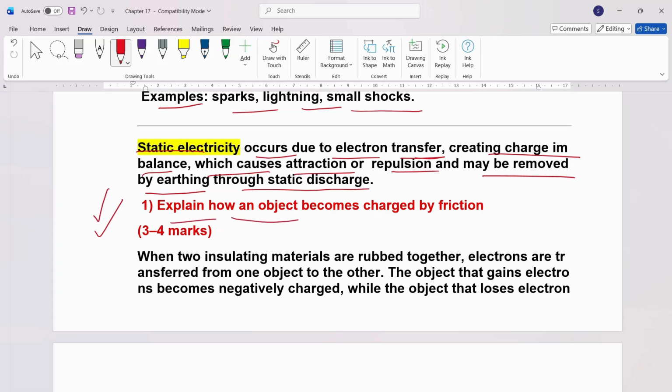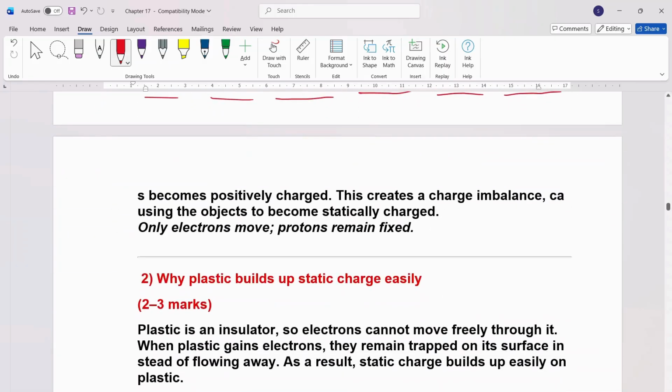Explain how an object becomes charged by friction. When two insulating materials are rubbed together, electrons are transferred from one object to another. The object that gains electrons becomes negatively charged, while the object that loses electrons becomes positively charged. This creates a charge imbalance, causing the objects to become statically charged. Only electrons move, protons remain fixed.